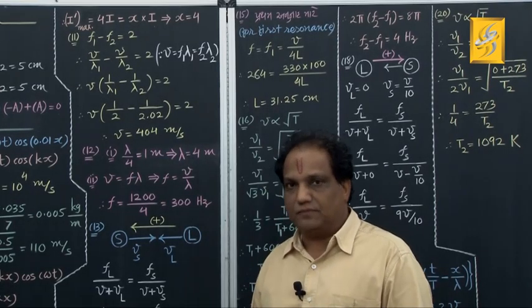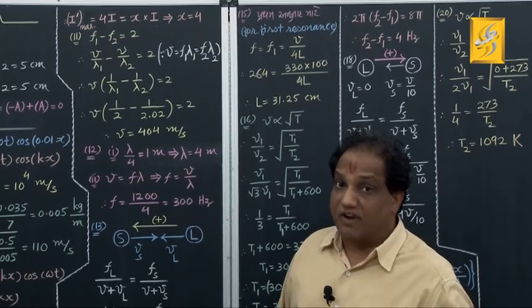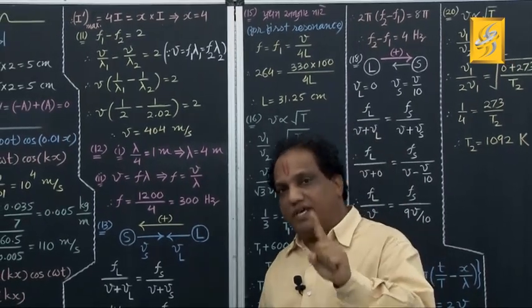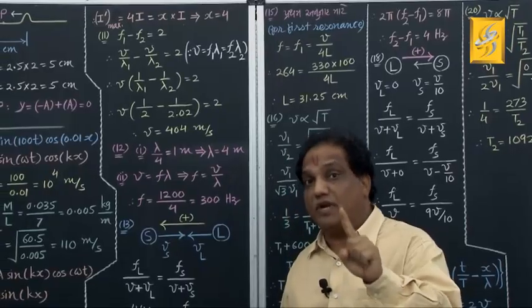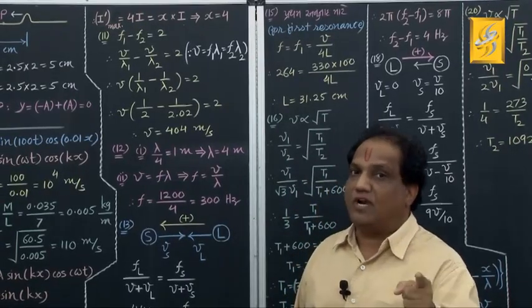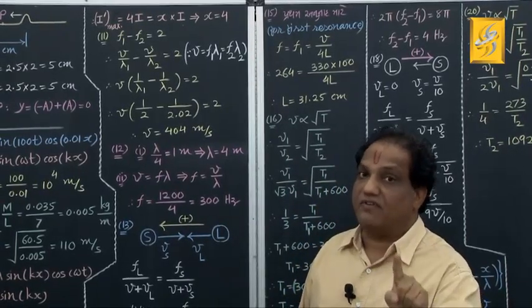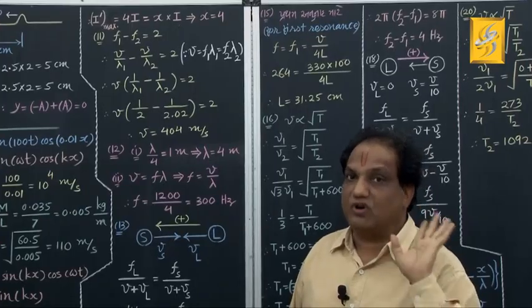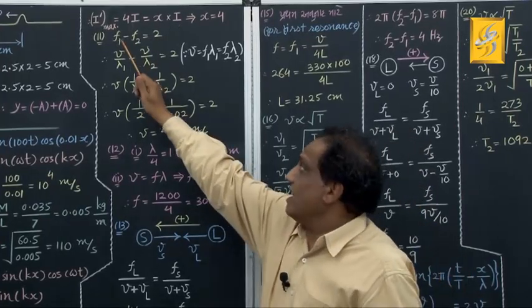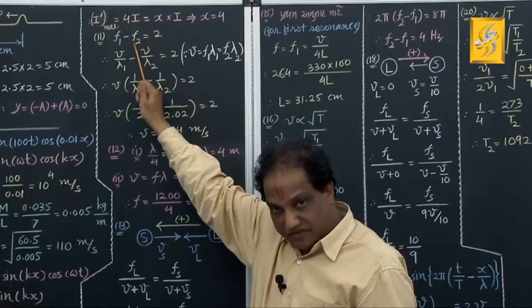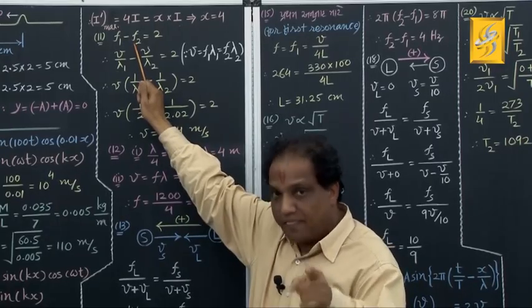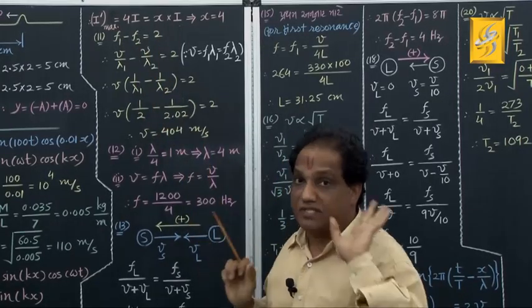Read it? Come on. What do you mean by beat frequency? Beat frequency is the number of beats in unit time, and its formula we had derived, it is nothing but the difference of bigger and smaller frequency. It is right now f1 minus f2, correct? Beat frequency, number of beats per unit time. They have given 2 beats per 1 second. Fine.